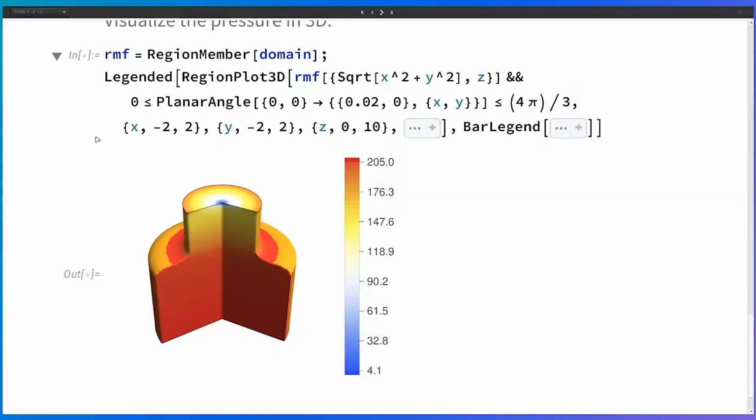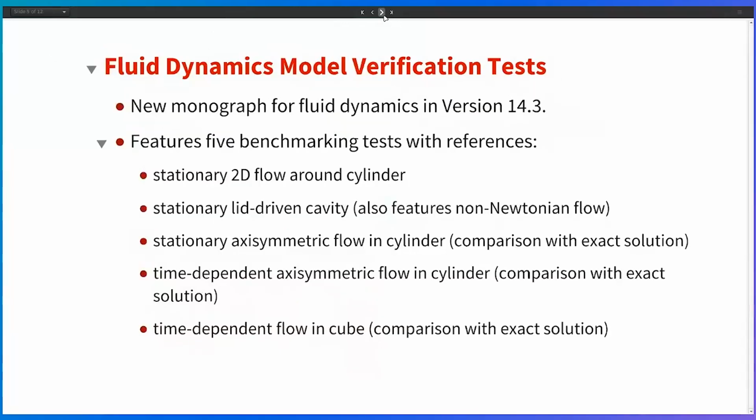The second addition to the Wolfram language after the axisymmetric flow is the new monograph, fluid dynamics model verification tests. And this monograph features 5 benchmarking tests with references. The first test is a stationary 2D flow around the cylinder. The goal of this test is to compute a traction and drag acting on a cylinder in a narrow rectangular channel. Second benchmark is a stationary driven cavity. This one also features non-Newtonian fluids. And the last stationary test is axisymmetric flow in a cylinder. This one is a comparison with exact solution.